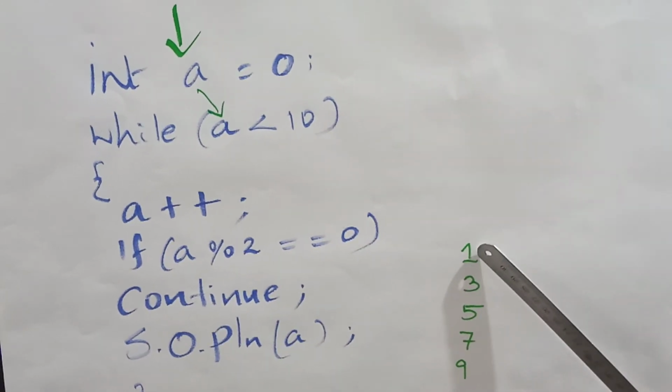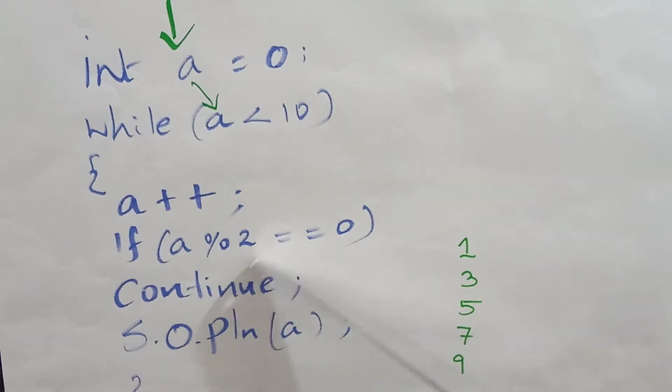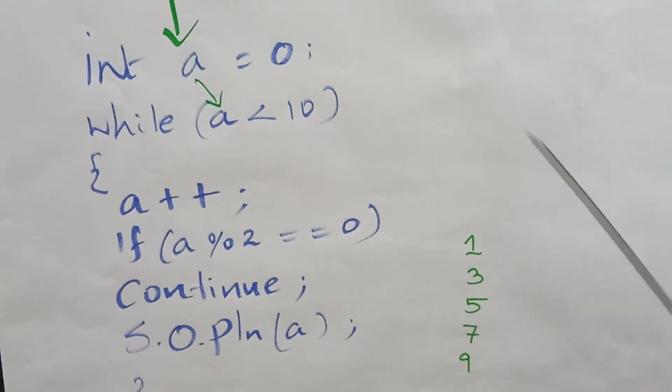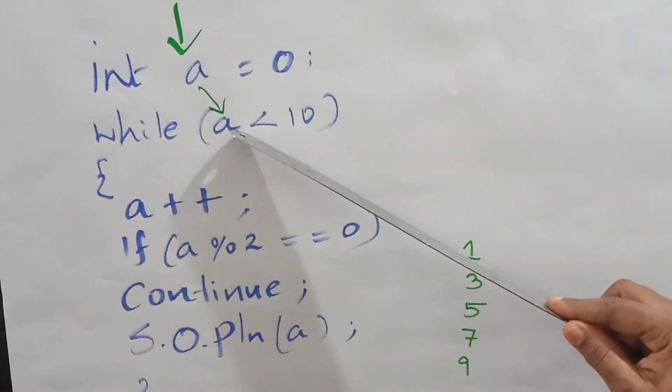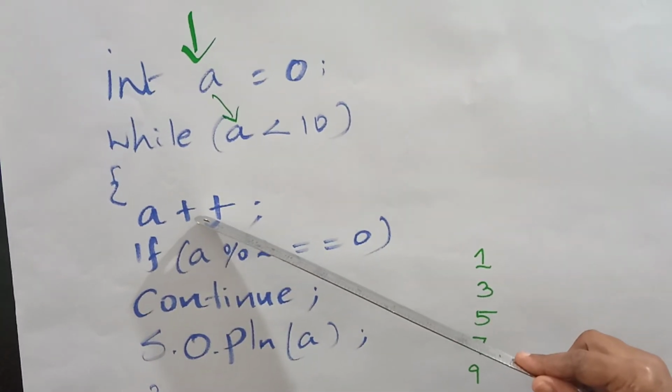One has to be written here. Sorry, it will not continue. You can skip from then and write a here. Print 1. Then again go to check the condition. Now a is 1. 1 less than 10. Then the updation will be here. Now 1, what was that? 2.